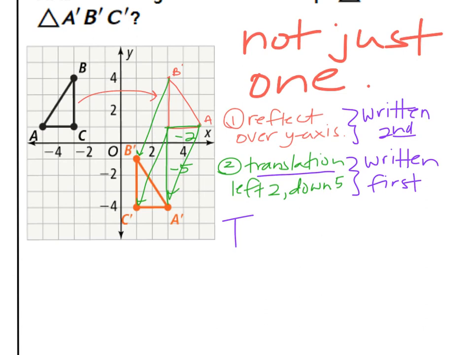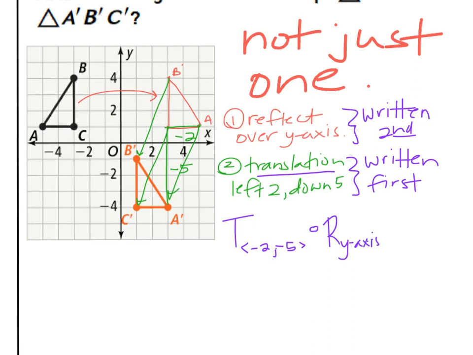And then remember we use those arrows. Left 2 would be -2. Down 5 would be -5. So that's the translation. And then we do that open circle, and we saw open circle before. And then if the first thing we did was reflect over the y-axis, we're going to say capital R sub y-axis. There we go. That's the notation.